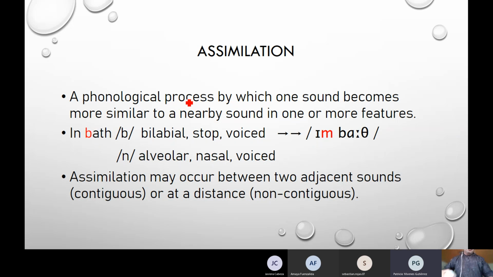Assimilation: a phonological process by which one sound becomes more similar to a nearby sound in one or more features. In bath, B will be bilabial stop voiced. N will be alveolar nasal voiced.